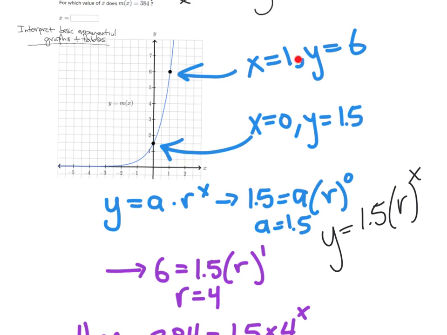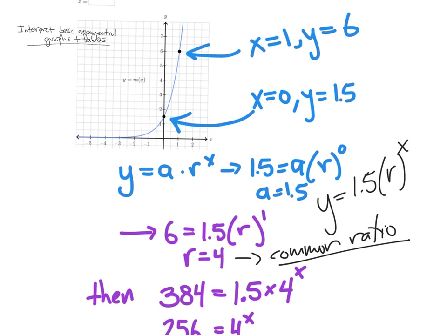So we plug in the values for y and for x. Here's y, here's x. And 6 equals 1.5 times r. And so we divide by 1.5, and we get that r, the base, or the common ratio, is 4. So we're going to call this the common ratio. I think that term is familiar to you. If not, it's called common ratio because that is the thing we multiply by every time. Probably heard that in sequences and series in Algebra 2.